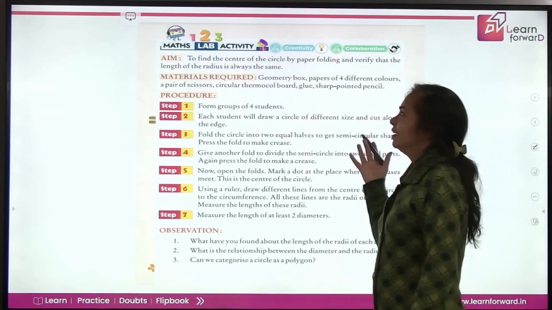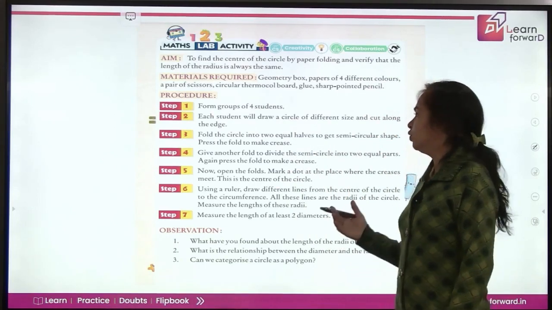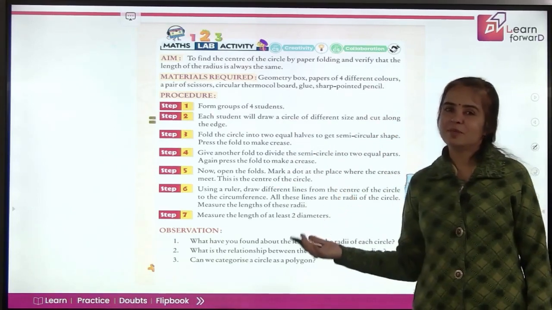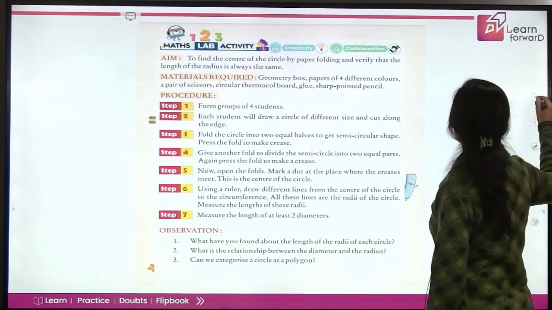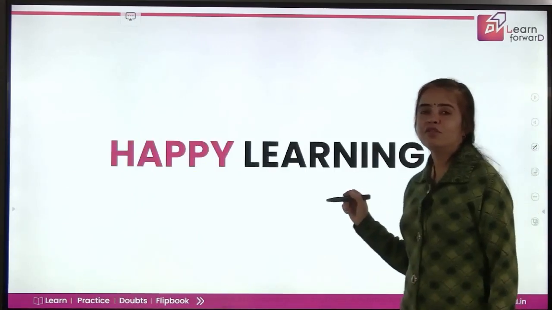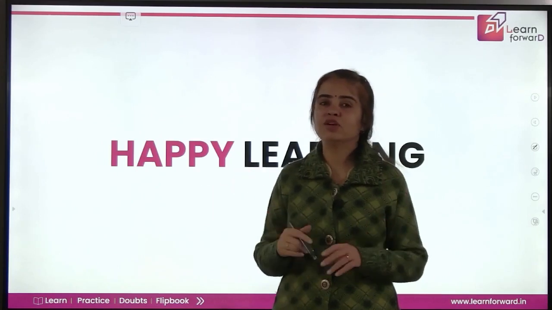Next is again a maths lab activity for you to have fun with. Geometrical shapes. So just visit your maths lab, have different shapes there, have fun with your friends and teacher there.